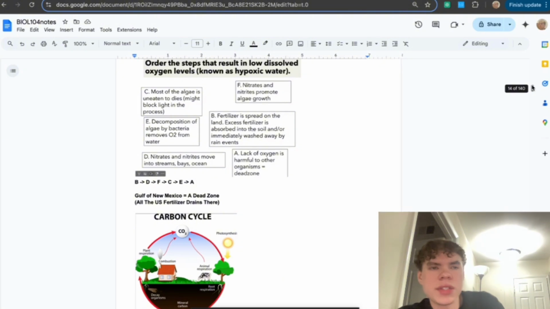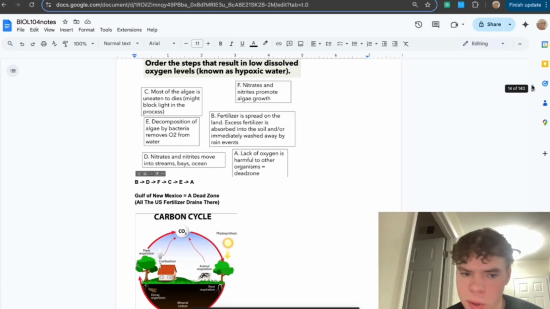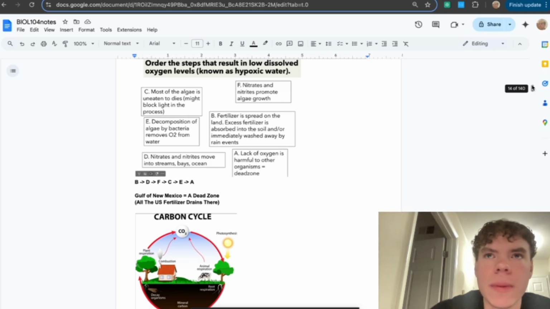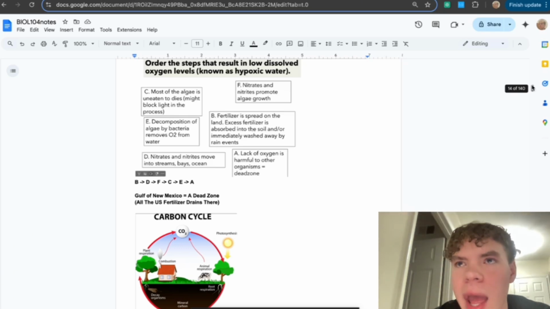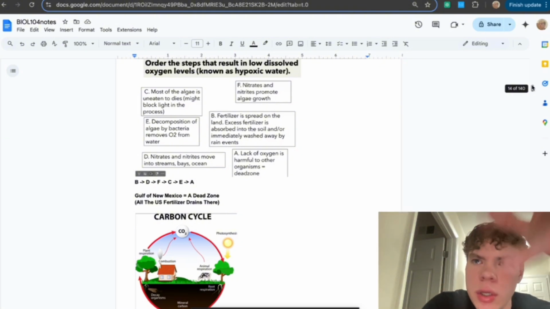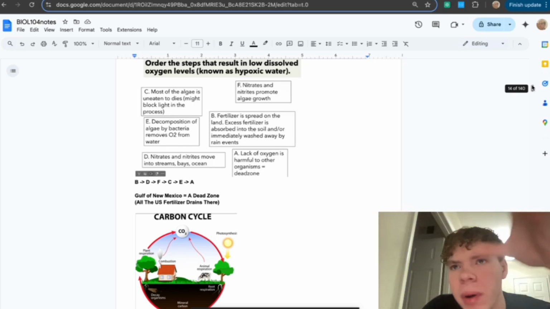All right, so dead zones. So I also mentioned how nitrogen promotes growth, but if say an area has too much nitrogen, that can be extremely harmful because say there's excess nitrogen, say in a pond, and then due to that excess nitrogen, you have a bunch of algae that blooms at the bottom of the pond.